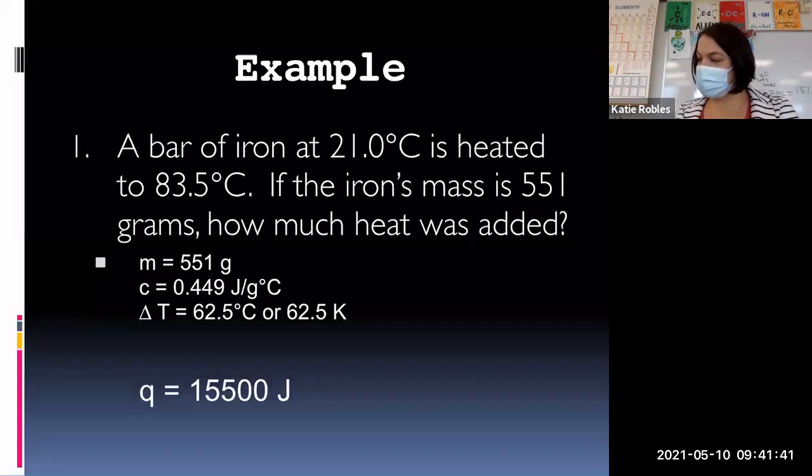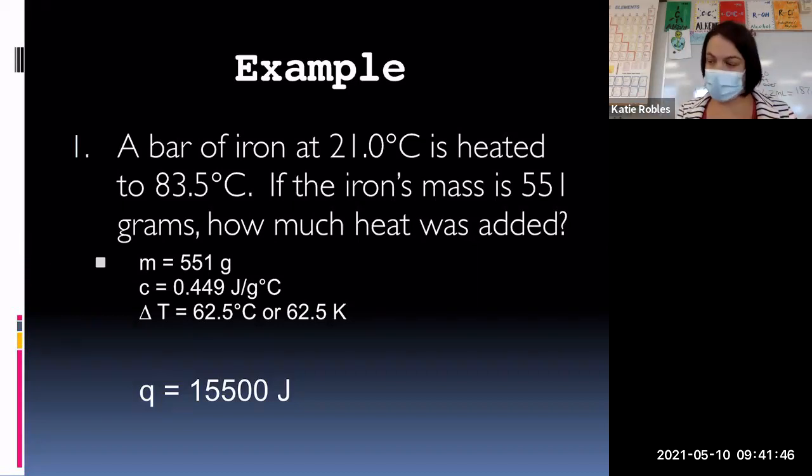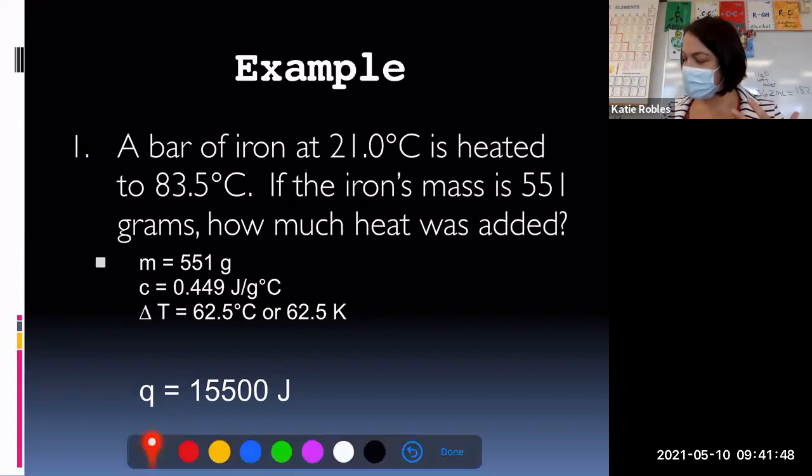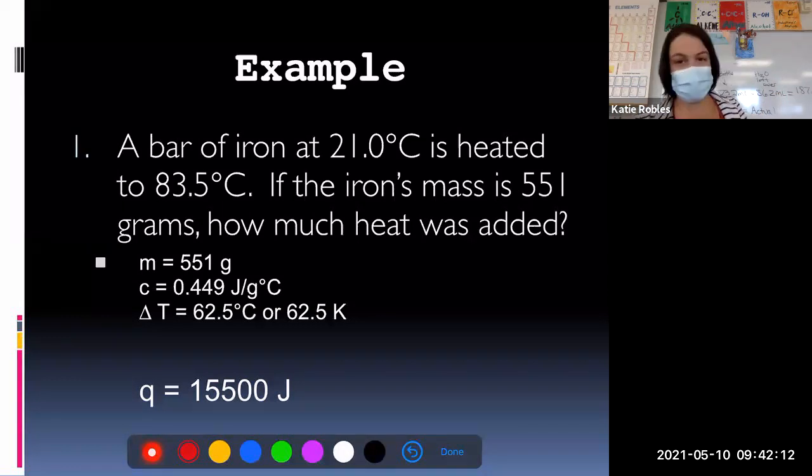So here is the way we're going to do these math problems. They're pretty easy. They're pretty straightforward. They're very plug and chug-ish, right? We've got a bar of iron that's sitting at 21 degrees Celsius and it's heated to 83.5 degrees Celsius. So the question is not what is the temperature change? That's easy. The question is how much heat is added? And you need the mass to know the answer to this. Because if you don't have the mass, you don't know how much heat is added.